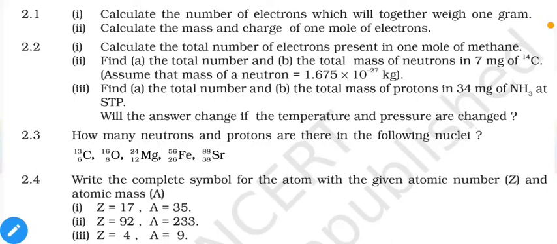You will get the total number of electrons, and the total number of electrons will be 1.098 into 10 raised to 27. Okay, so this will be the answer. You have to get that answer.